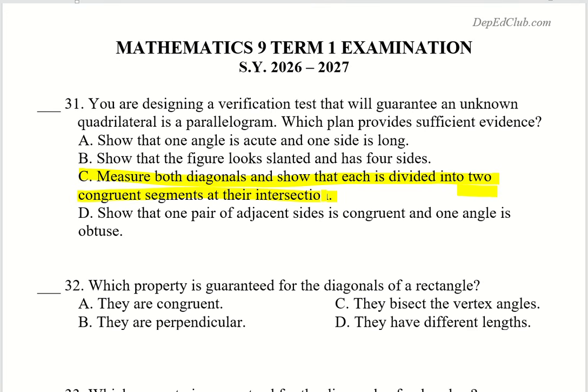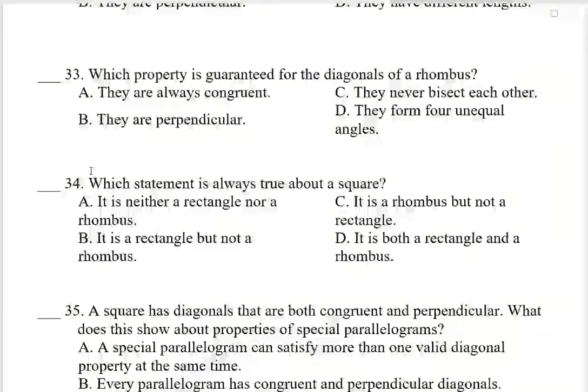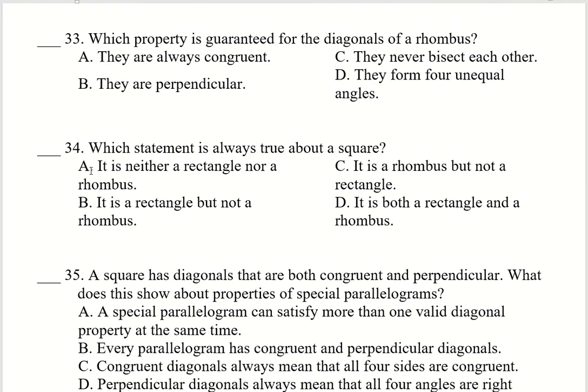32. Which property is guaranteed for the diagonals of a rectangle? Again, diagonals for a rectangle po are congruent. 33. Which property is guaranteed for diagonals of a rhombus? For a rhombus naman po, they are perpendicular. So again, rectangle congruent, kapag rhombus ay perpendicular.